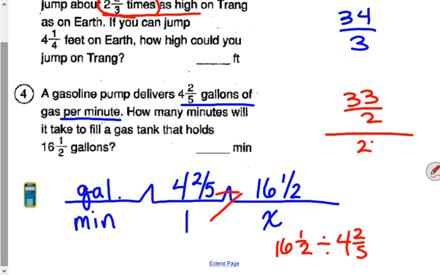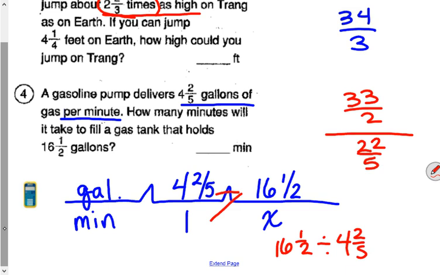And if you weren't sure what improper fractions those were going to be, you could have started by putting 16 and 1/2 in your calculator and then hit equals, and it will tell you what improper fraction it equals. And then clear it and put 4 and 2/5 in the calculator, hit equals, and it will tell you what 4 and 2/5 equals as an improper fraction.